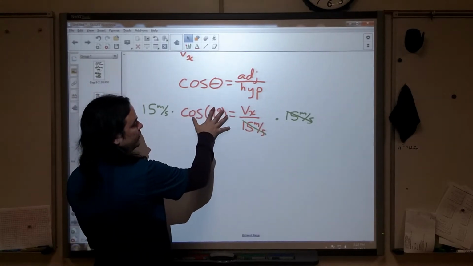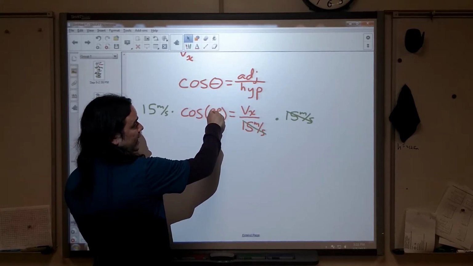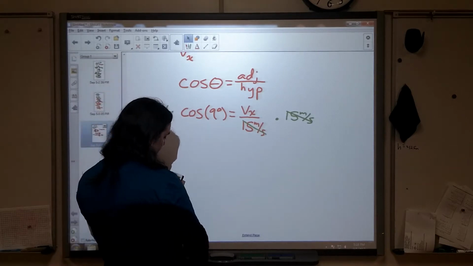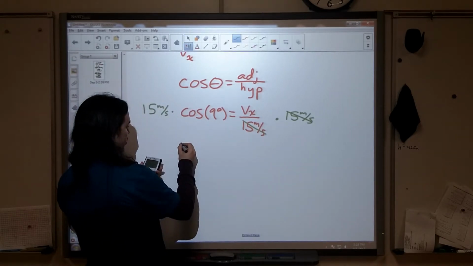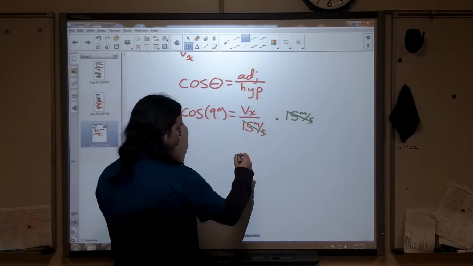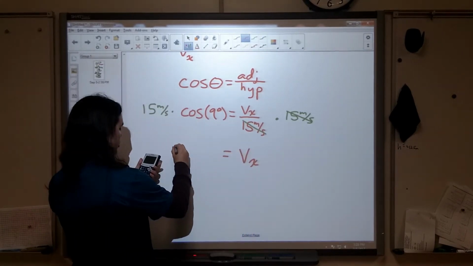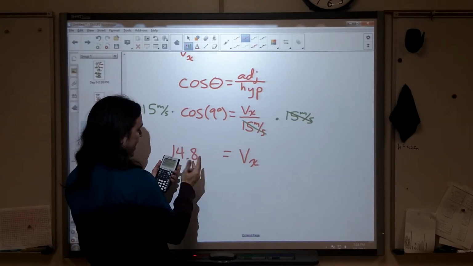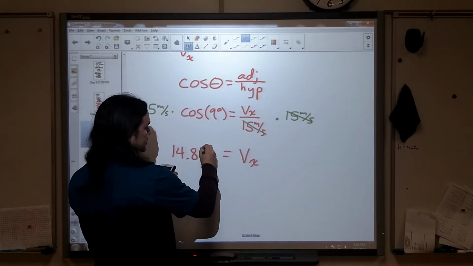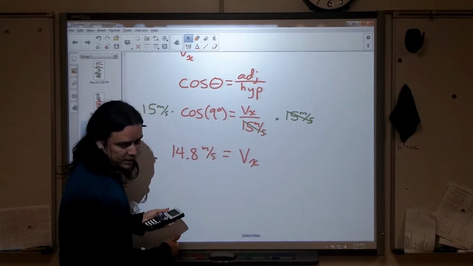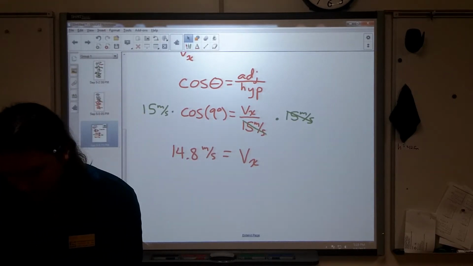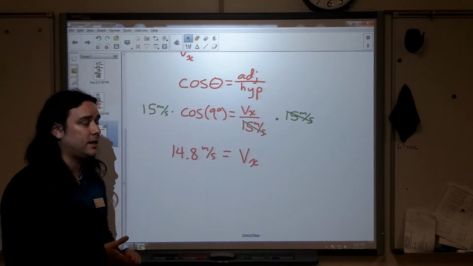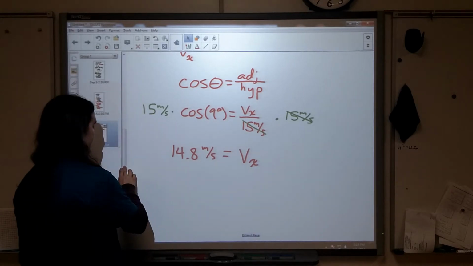Now remember, cosine of an angle, it takes an angle and gives you a number with no units. So the units are going to be determined by whatever we multiply this with. So we end up with the following, that Vx is going to be equal to 14.82, but we'll call it 14.8 to 3 significant figures, meters per second. Let's double check our answer here. 14.8 meters per second.